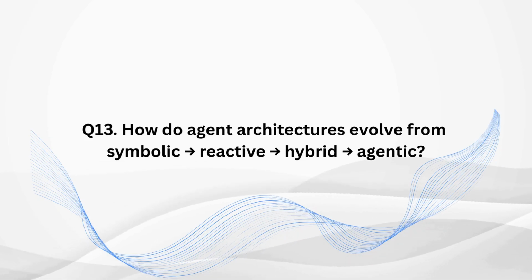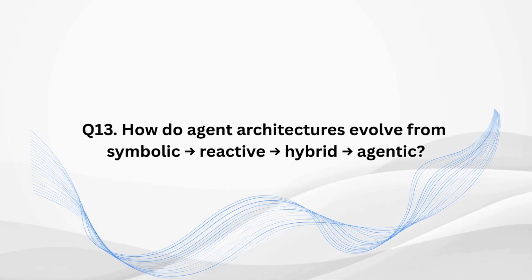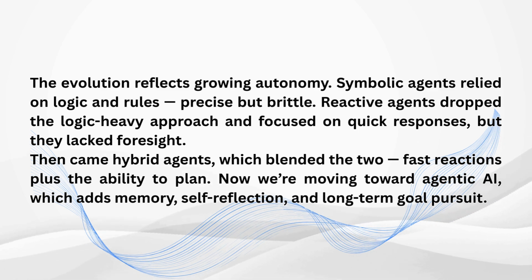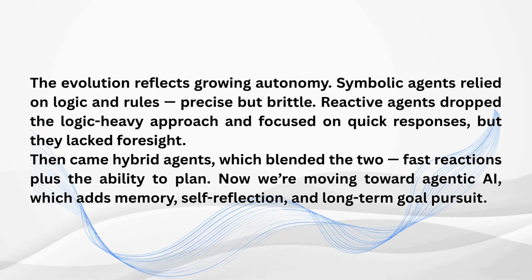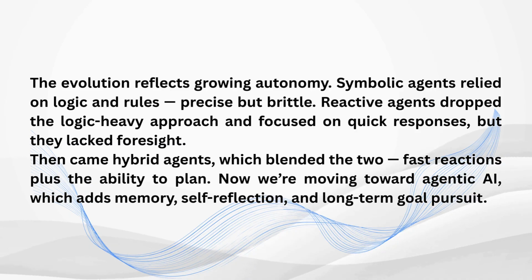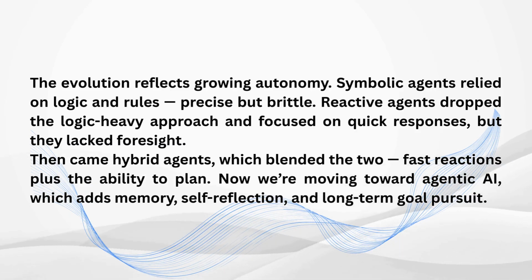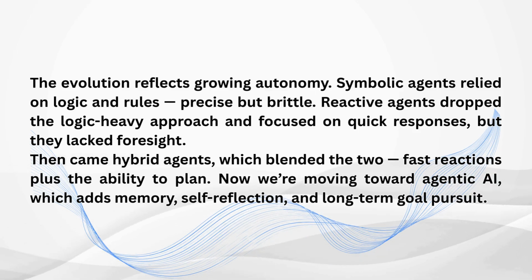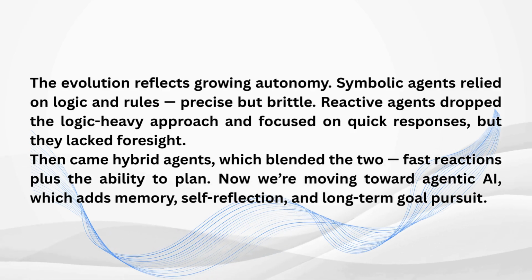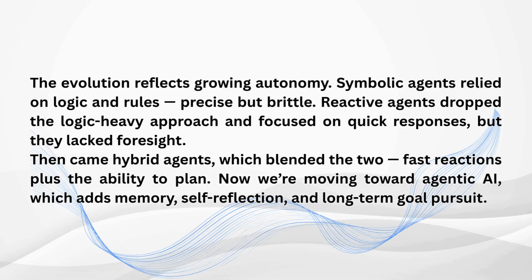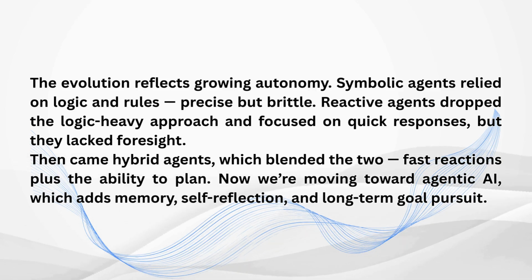How do agent architectures evolve from symbolic to reactive, to hybrid to agentic? The evolution reflects growing autonomy. Symbolic agents relied on logic and rules, precise but brittle. Reactive agents dropped the logic-heavy approach and focused on quick responses, but they lacked foresight. Then came hybrid agents, which blended the two, fast reactions plus the ability to plan. Now we're moving toward agentic AI, which adds memory, self-reflection, and long-term goal pursuit.